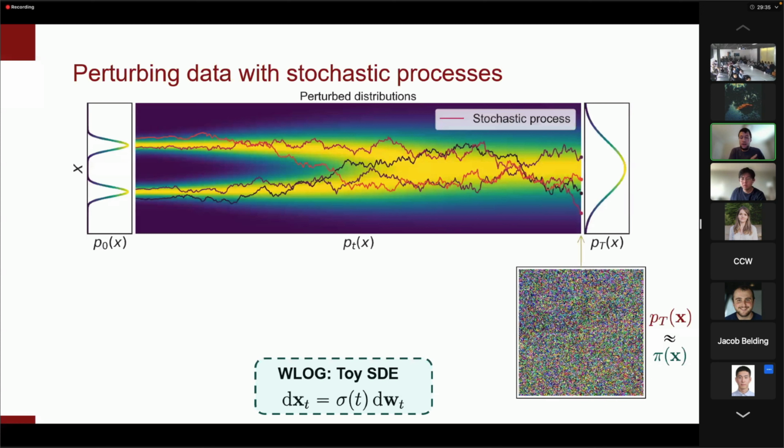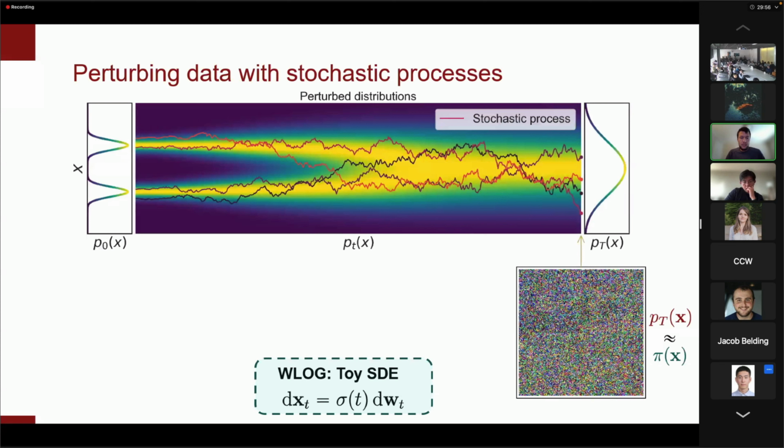And for every point in time t, this defines a new version of the data distribution called p_t, which is just the data distribution convolved with the amount of noise corresponding to the effect of running this diffusion process up to time t.